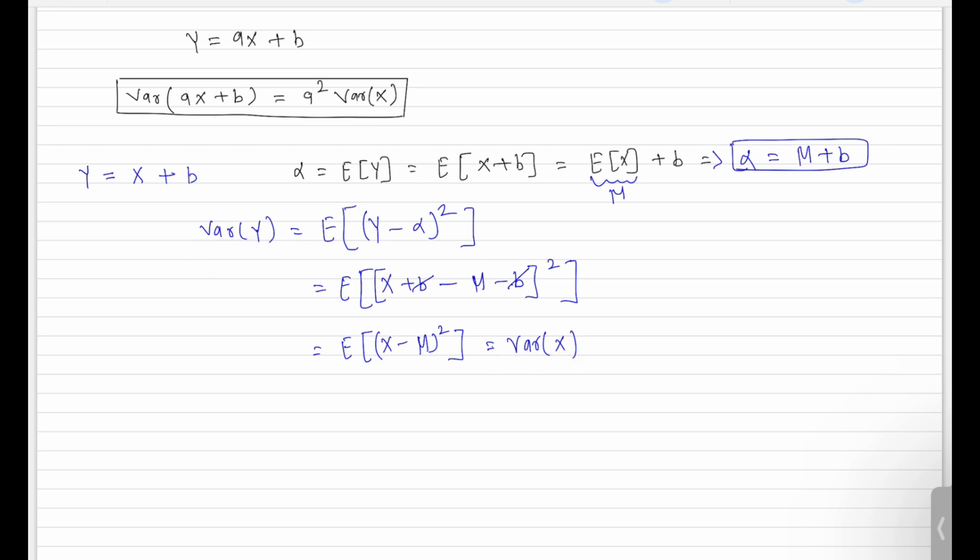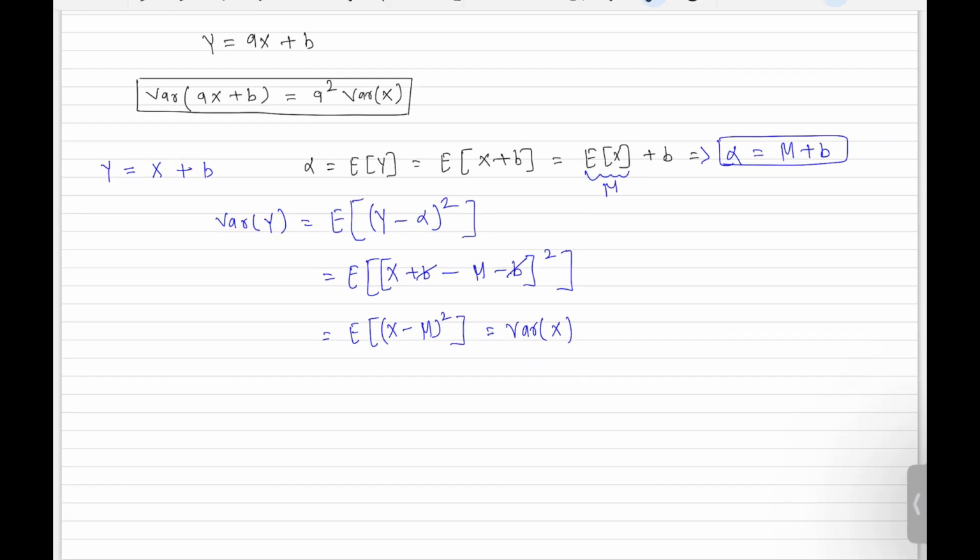So here, if you have a random variable and you add a constant to it, what's the effect on the variance? The variance has no effect. So we have seen that the variance of y is the same as the variance of x. The intuition behind this is that if you add a constant to a random variable, then the complete distribution will get shifted to the right, and the spread of the probability mass function will have no effect.